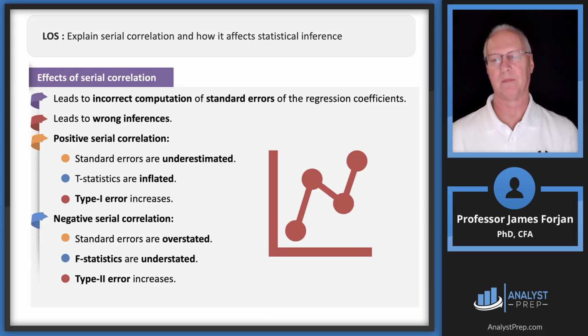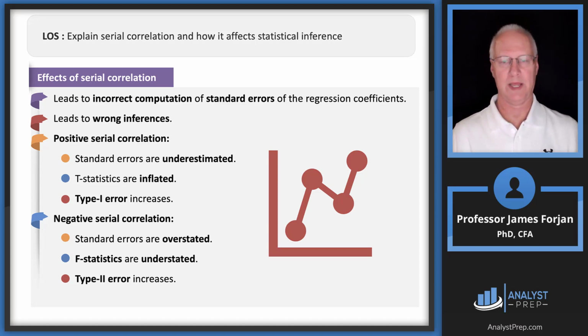Here's a great possible exam point. Effects of serial correlation: incorrect computation of standard errors, which leads to unreliable predictions or inferences. All right, so here's the great exam question. Look at positive serial correlation. Standard errors are underestimated. So think about the denominator. Instead of being this big, the denominator is this big. So they go into the numerator more times. So the t-stats are inflated, which means there's an increase in the probability of a type 1 error.